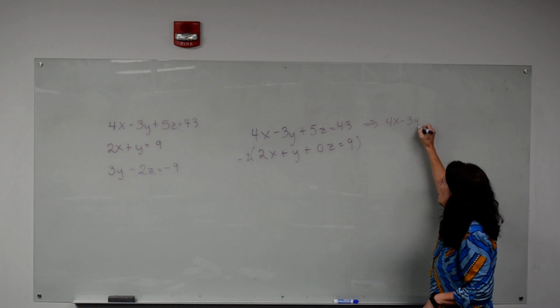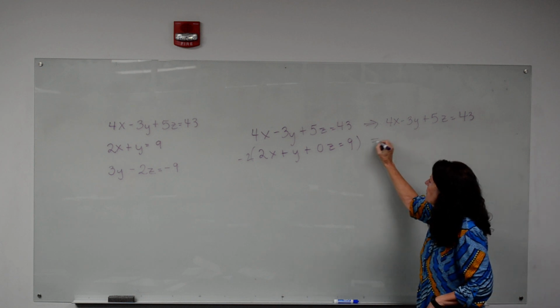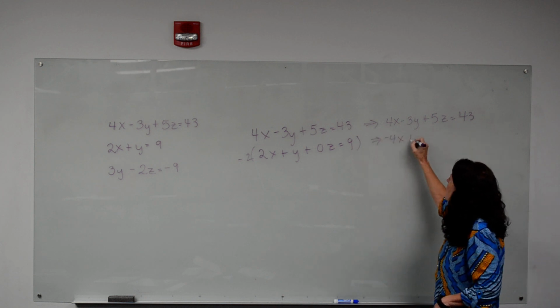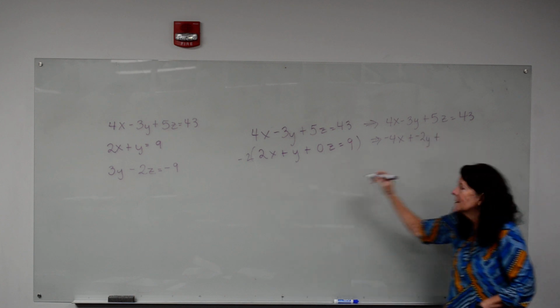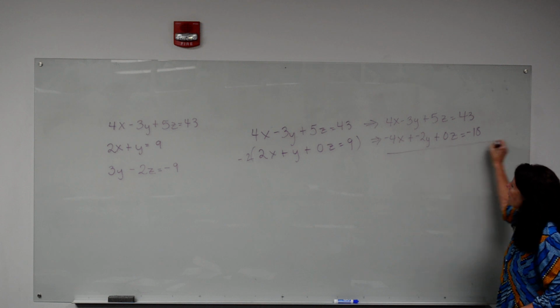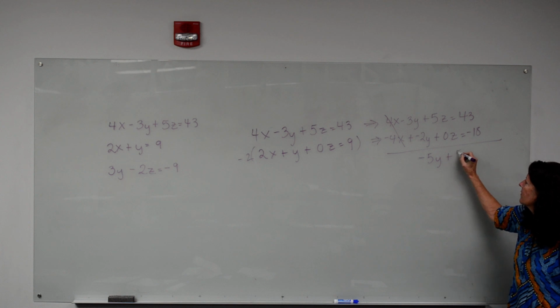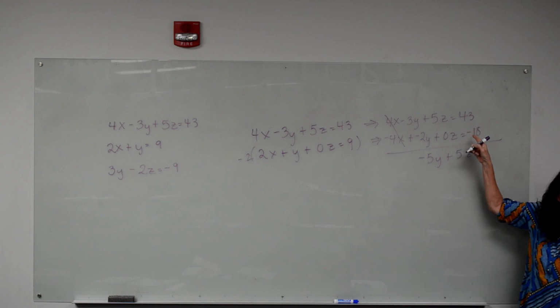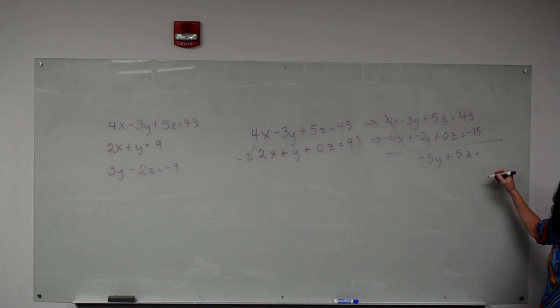4x minus 3y plus 5z equals 43. And this one is going to be -4x plus -2y plus 0 times -2 is still 0, so 0z equals -18. So when I add this, that goes away. I have a -5y plus 5z equals, what's 43 minus 18? Somebody do it real quick on their calculator so we don't make careless mistakes. 25.